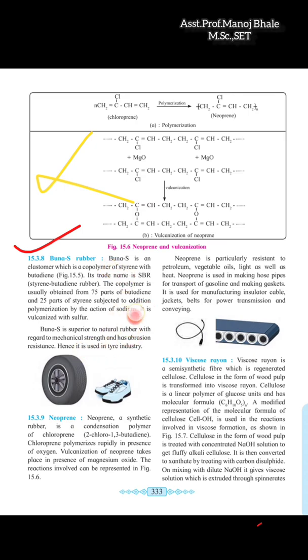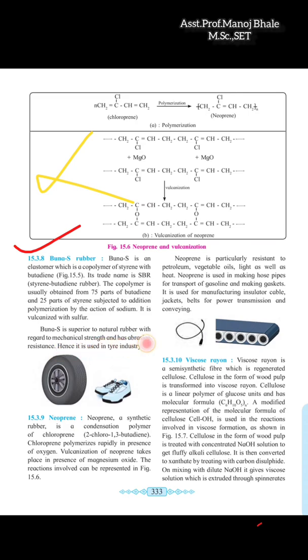So this Buna-S rubber is a polymer which is prepared by polymerization in presence of the sodium we are using there. Then vulcanization with the sulfur we are using there. That's why we can prepare a superior rubber here.